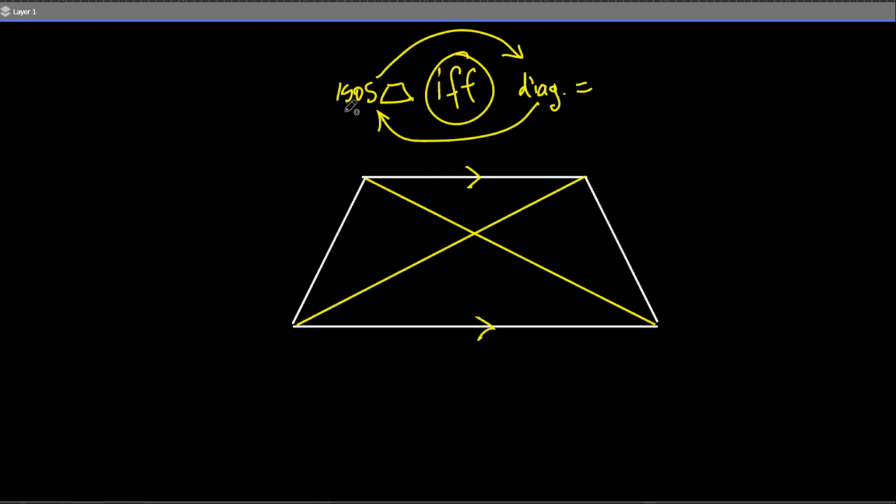Yes, that's only isosceles. That's correct. That's only for an isosceles trapezoid. So if you just had a regular old trapezoid, the diagonals would not be congruent to each other. But if it's isosceles, which means this side and this side are equal to each other, then these diagonals would be equal to each other. And if the diagonals are equal to each other, then it must be an isosceles trapezoid. You got it? Okay, so that's the next theorem.